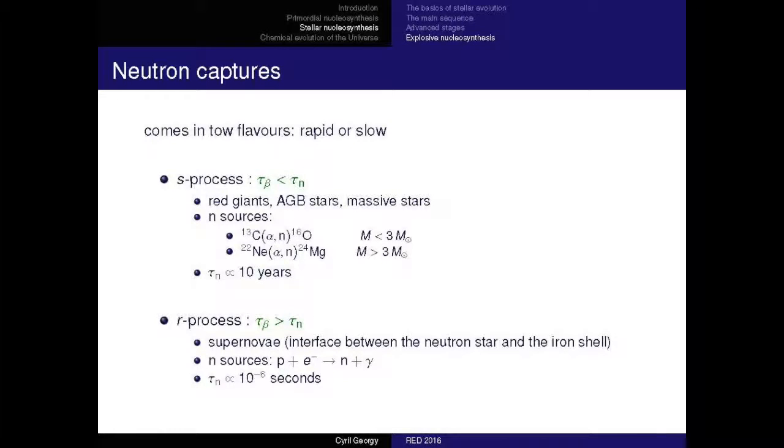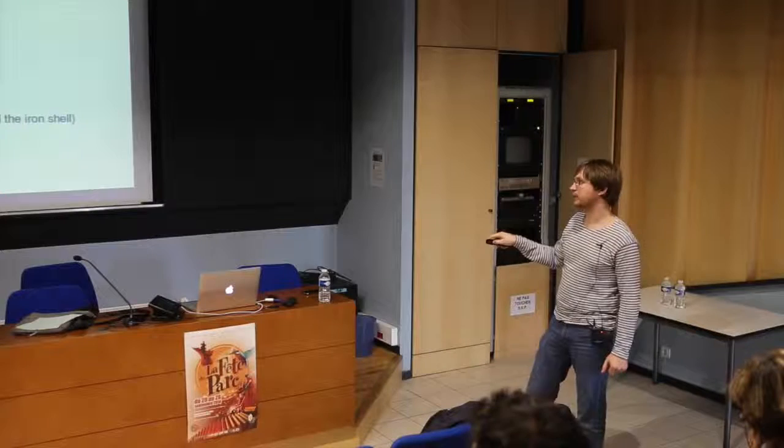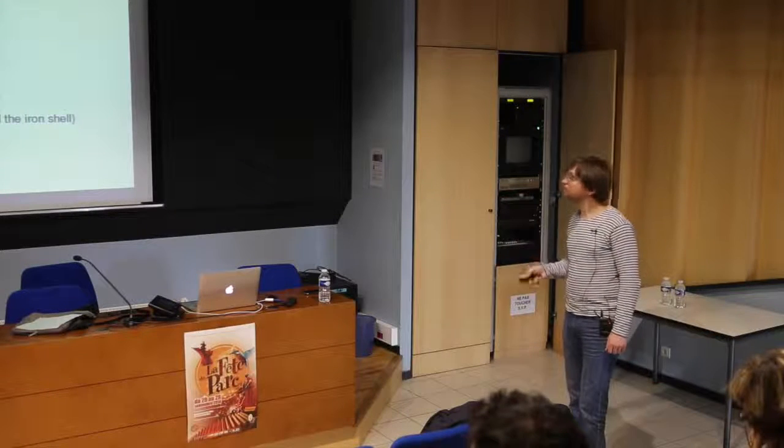So in the supernovae, at the interface between the neutron star and the iron shell, you will have a lot of neutrons that will allow you to capture a lot of them on different nuclei. The neutron source is the conversion between protons and neutrons, obviously, and the typical time for neutron capture is 10 to the minus 6 seconds.